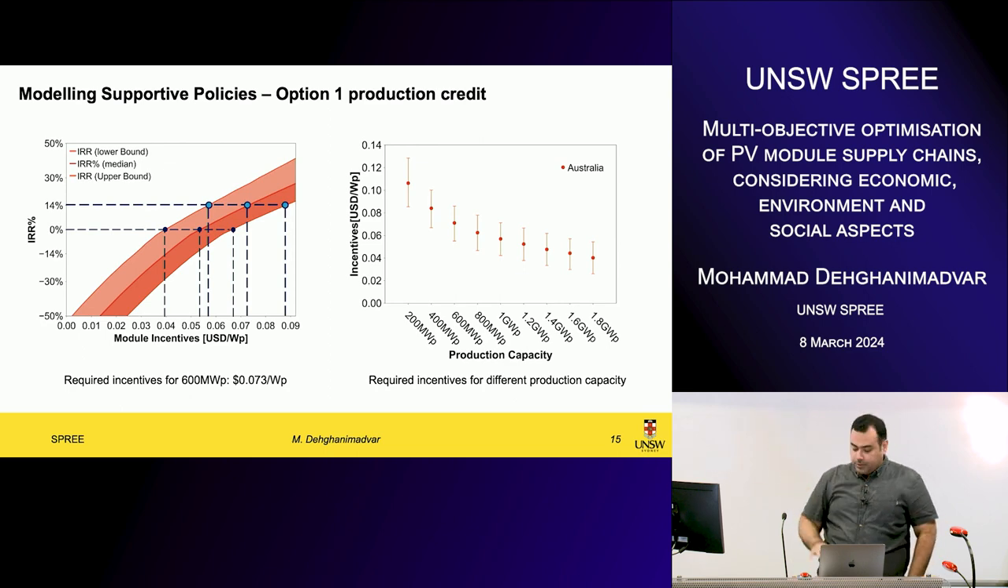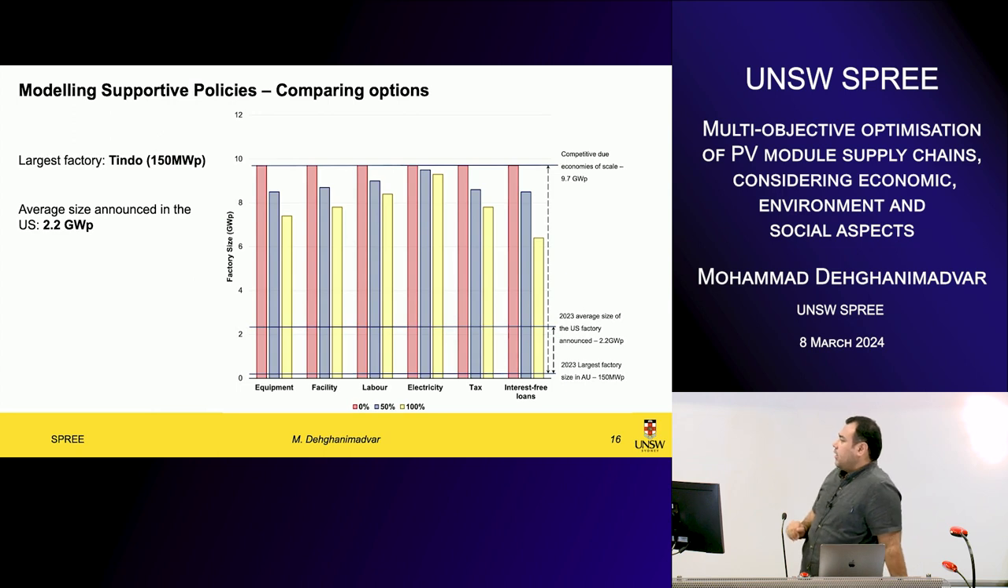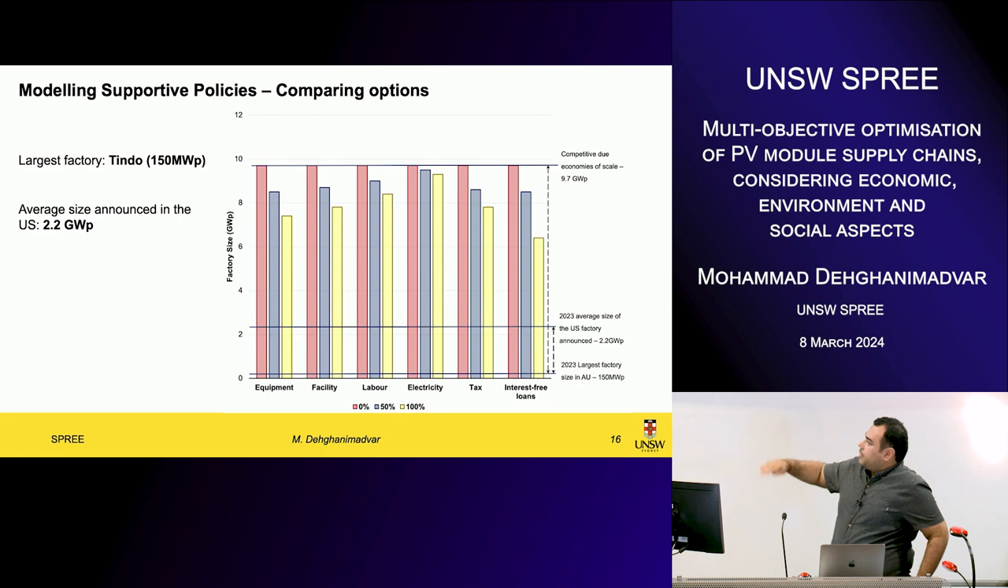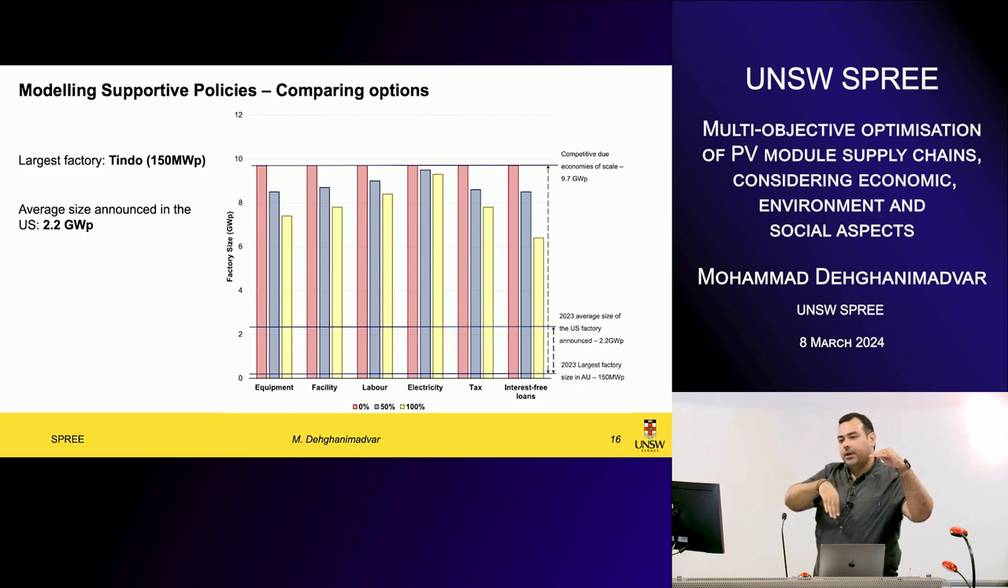So the second option was to see what happened if we support each cost category. What happens if we pay 50% on equipment? What happens if we pay 50% on facilities? And we keep going on each cost category. As you can see, if we don't have any policy, shown with the red bar charts, we need to reach about 10 gigawatt production capacity to be competitive. If we pay 50% of the CapEx, this competitive production capacity drops to around 8 gigawatt per year.